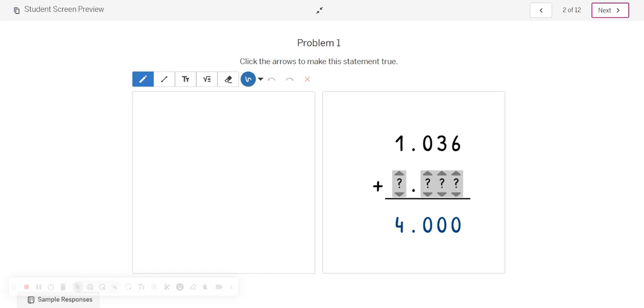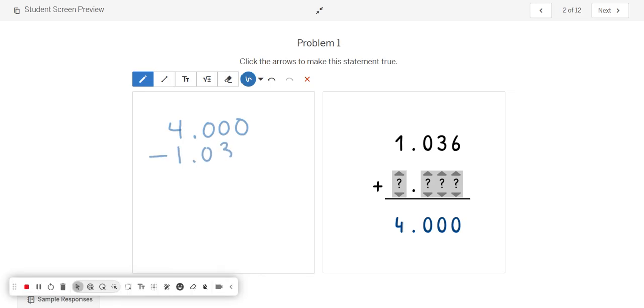So we have to figure out how to get from 1 and 36 thousandths to 4. And so I'm actually going to do a subtraction problem. I'm going to go 4.00 minus 1.036. And when I do that, I'm going to borrow from the $4 and it becomes $3.